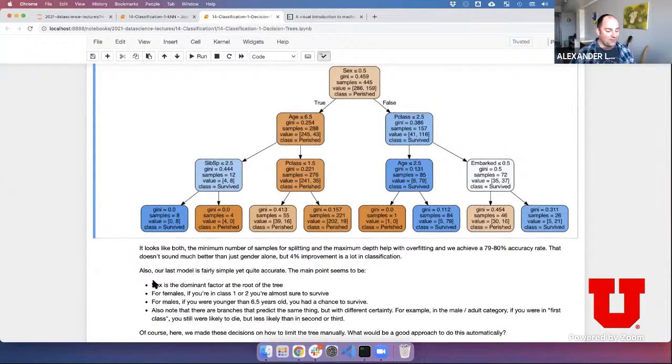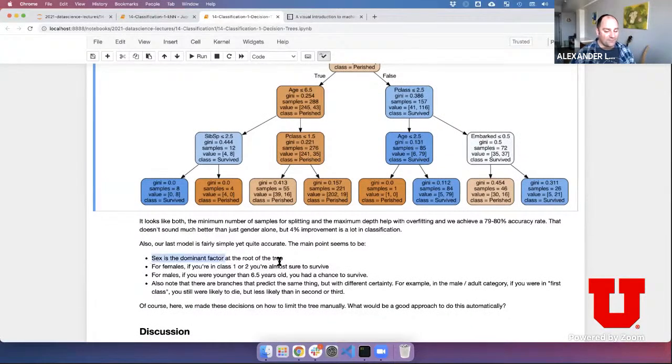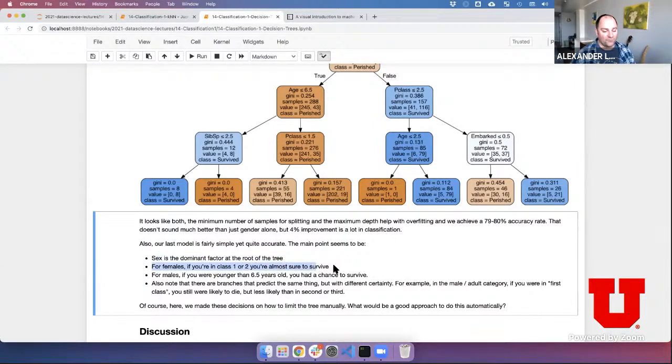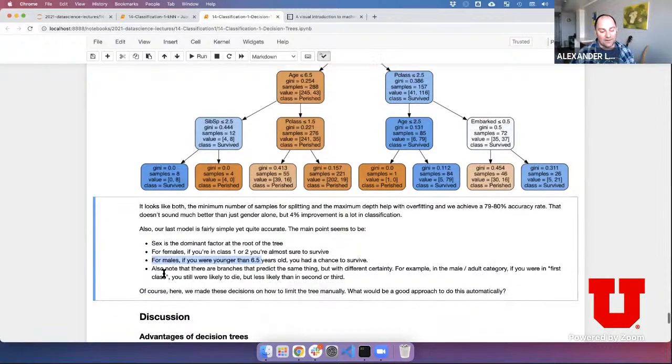The main points here are that sex is the dominant factor at the root of the tree. For females, if you're in class 1 or 2, you're almost sure to survive. For males, if you're younger than 6.5 years old, you had a chance to survive. And there are some branches that predict the same thing, but with different certainty. For example, in the male adult category, if you were in first class, you still were more likely to die than not, but you were less likely to die than if you were in second or third class.